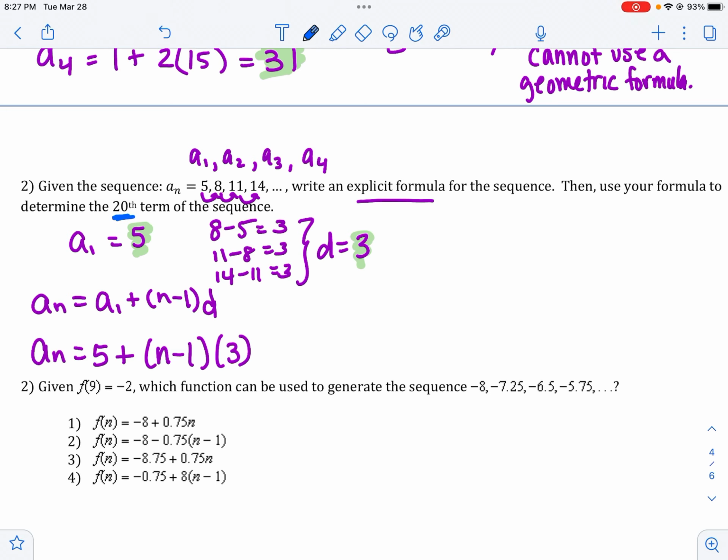Now we're going to get the 20th term. The thing about an explicit formula that differs from a recursive formula is we don't need to find the 5th term, the 6th term, the 7th term. We could skip right to the 20th term, and that's what makes an explicit formula easier to work with. So to find the 20th term, we take the first term plus, in this case, n is 20, so 20 minus 1 times 3. So we're going to add 3 only 19 times to the 5.